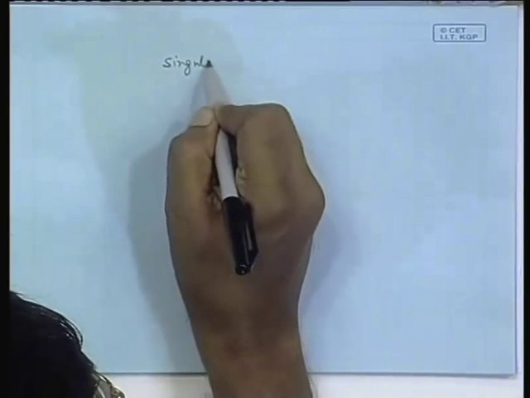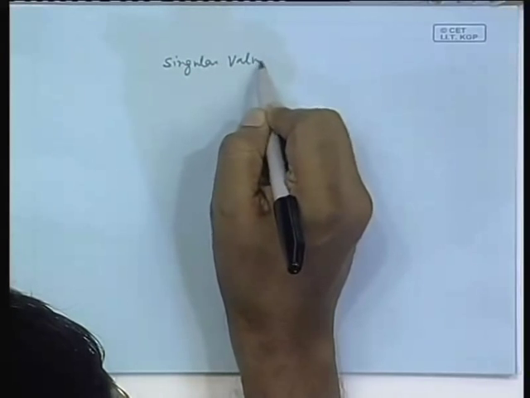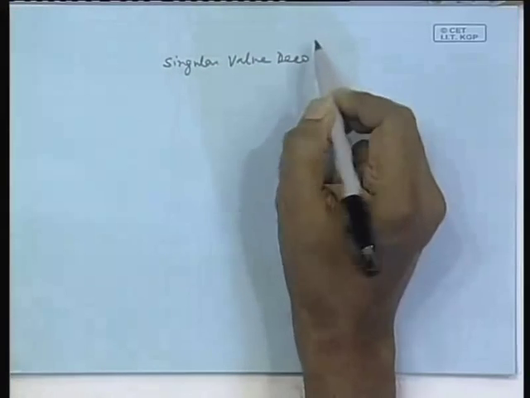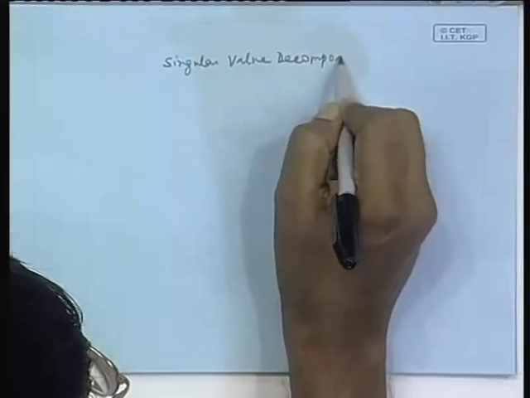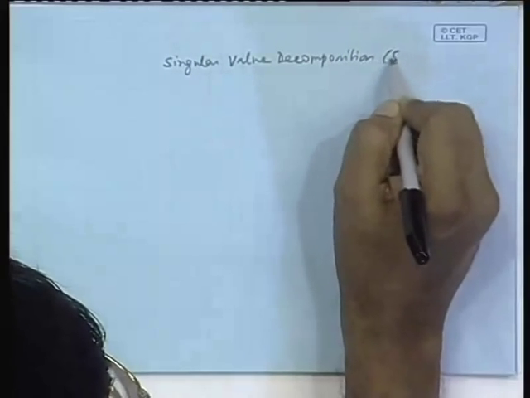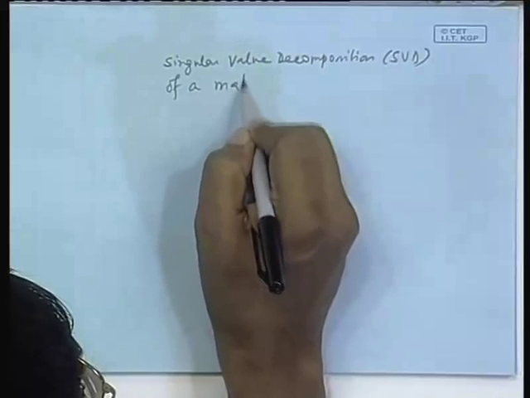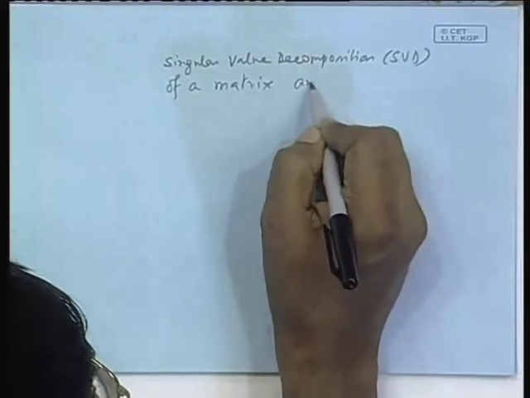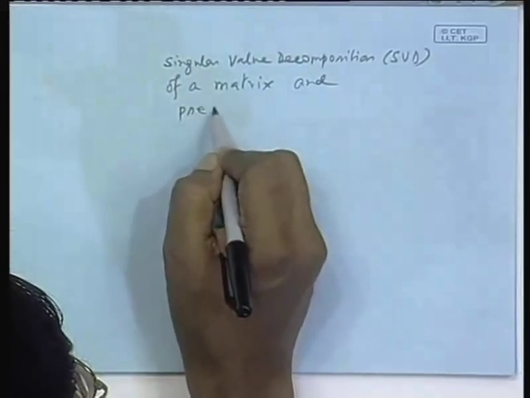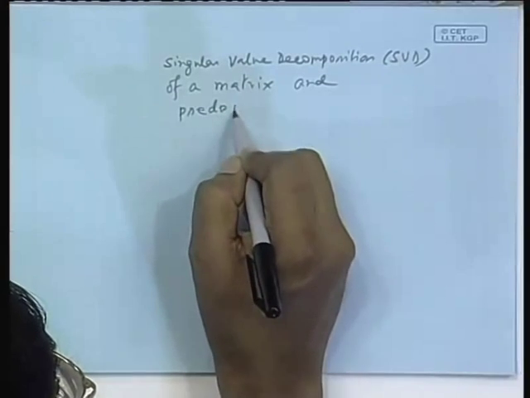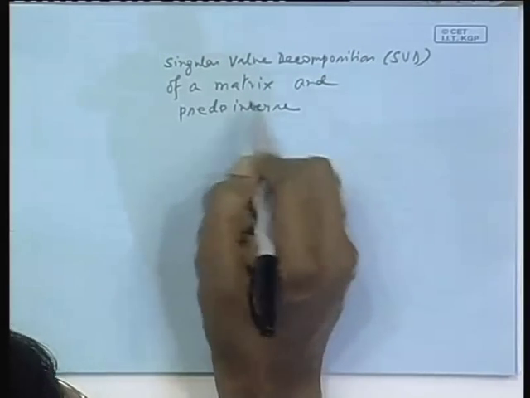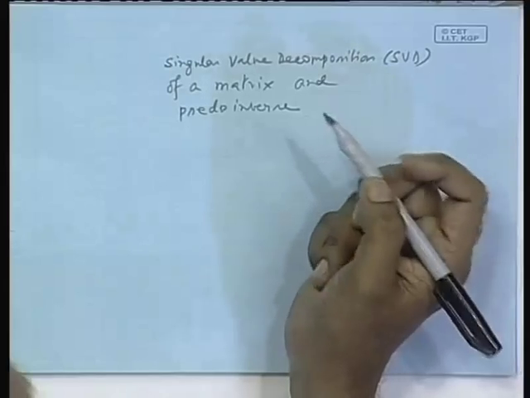It's called singular value decomposition, that is SVD, of a matrix and pseudo inverse of a matrix. Pseudo inverse is very useful in communication, control, and signal processing.